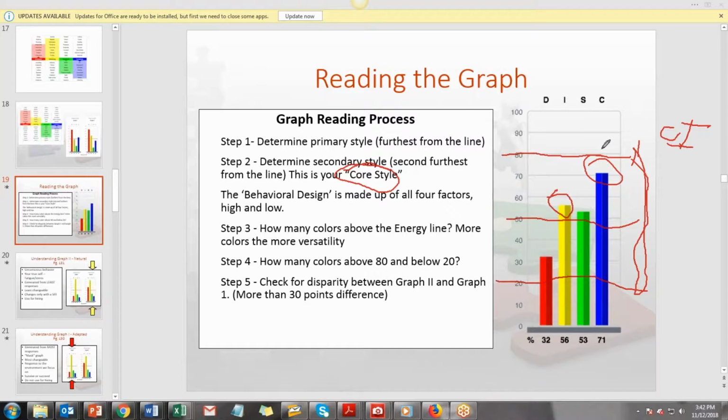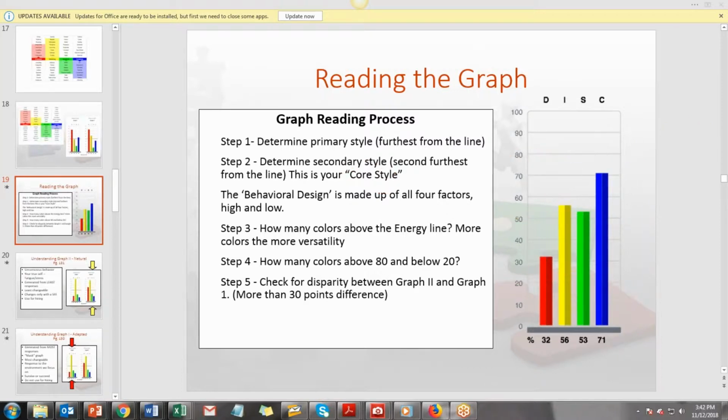And then the fifth step is comparing the two graphs to see if there's more than 35 points difference between graph 2 and graph 1. So if I say, what's going on at home, Andrea, which graph would I look at?